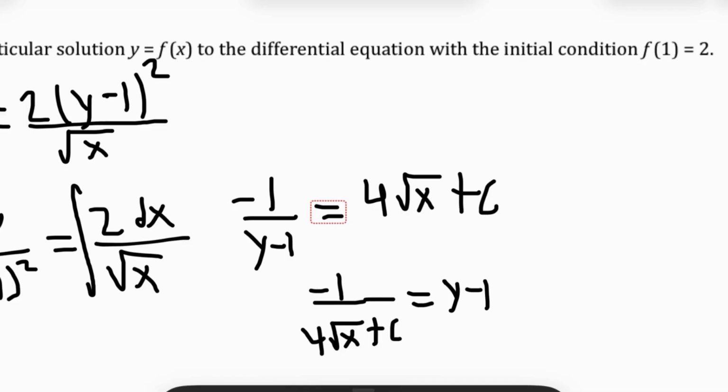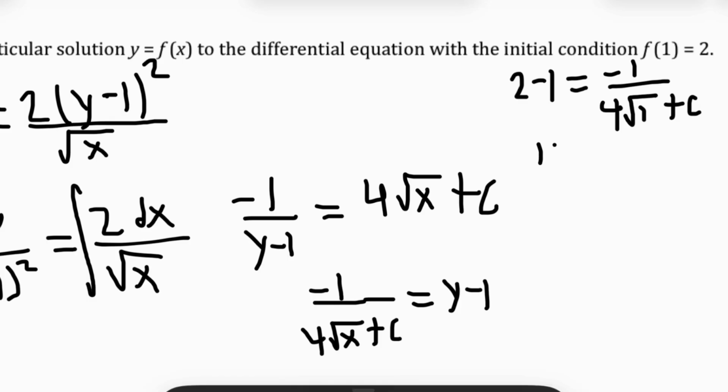Let's plug in our initial condition, which was, remember, f of 1 equals 2. So if we plug in y equals 2, that gives us 2 minus 1, which is just 1, equals negative 1 divided by (4 times square root 1 plus c). So 1 equals negative 1 over (4 plus c). Now solving for c here, we get 4 plus c equals negative 1 if we just multiply this to both sides, and c equals negative 5.